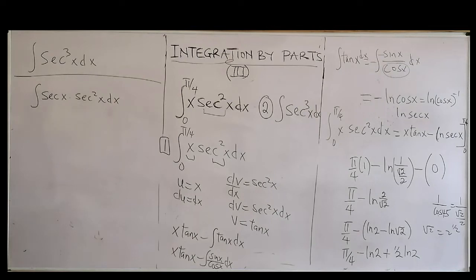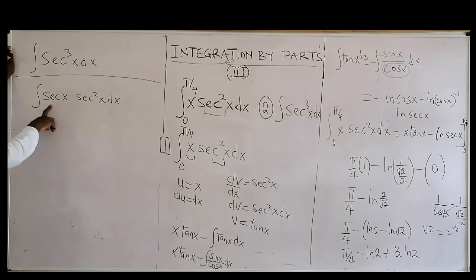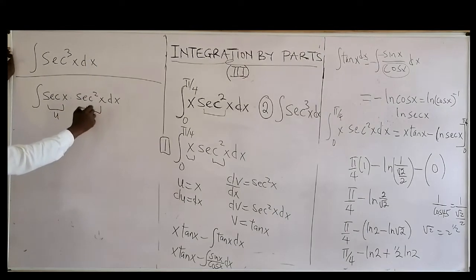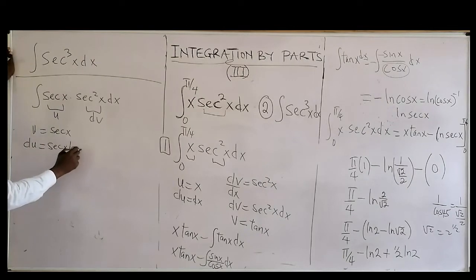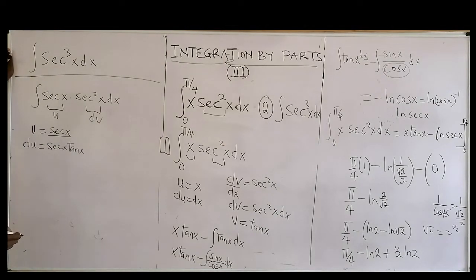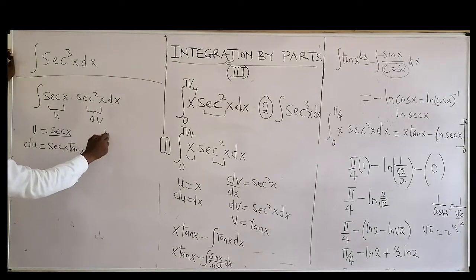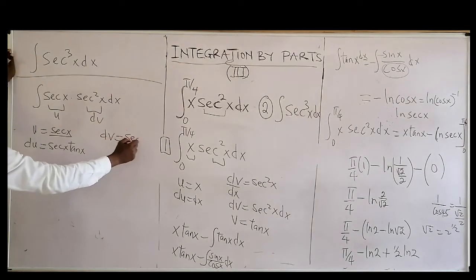So I can differentiate sec x, and I can integrate sec square x. So this will be u, and this will be dv. So u is equal to sec x, and then du is equal to sec x tan x, if you differentiate sec x. Then dv is equal to sec square x.